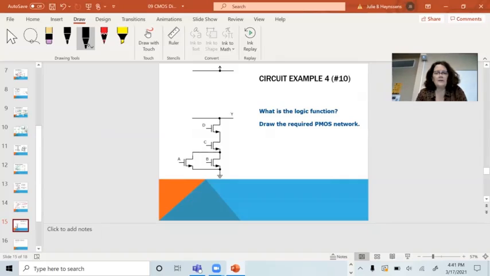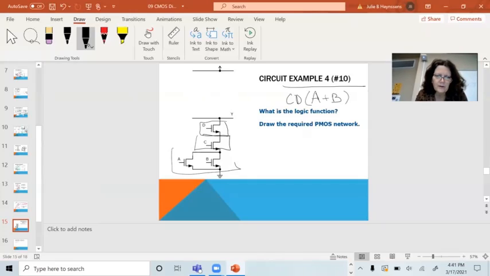So the first thing I want to do is write down the logic function. I've got A or B, they're in parallel, and that parallel combination is in series with both C and D. And then I remember to put the bar on the top. Okay, now I've got to flip this around. I've got three things in series here: D, C, and the parallel combination of A and B.